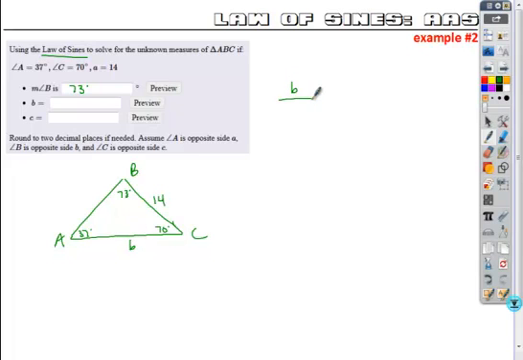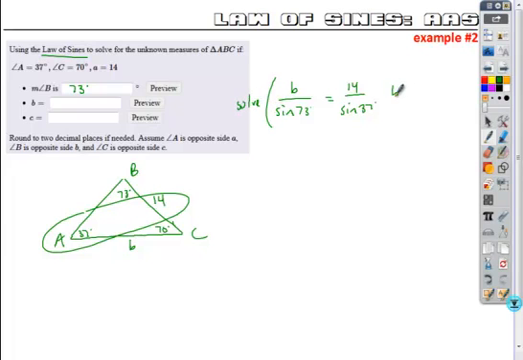So I always start with my unknown at the top left of my equation. So when I set up my law of sines, it's going to be B divided by the sine of the angle opposite B, which is 73 degrees. And we're going to set that equal to the known ratio. In this case, the known ratio is the pair of side and angle A. So we start with the side A, 14, over the sine of the angle A, 37. And so this is our equation.